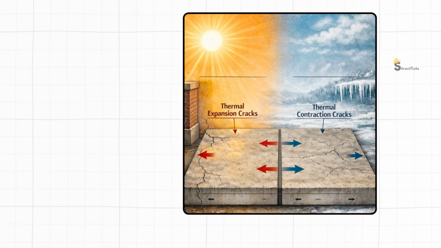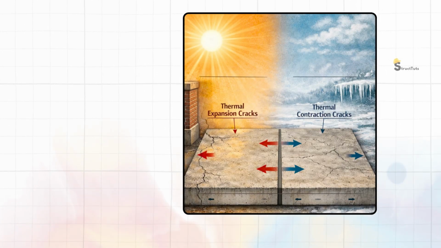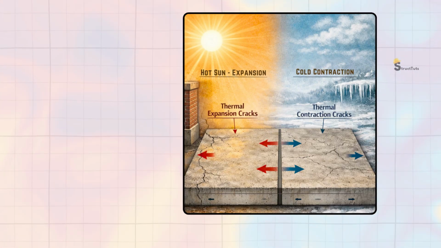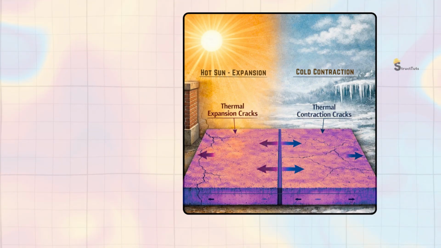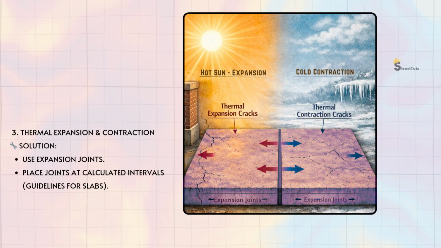Thermal expansion and contraction occur as concrete expands in heat and contracts in cold. If this movement is restrained, such as against walls or columns, internal forces build up, leading to thermal cracks. The solution is to use expansion joints and place them at calculated intervals as per code guidelines for slabs.